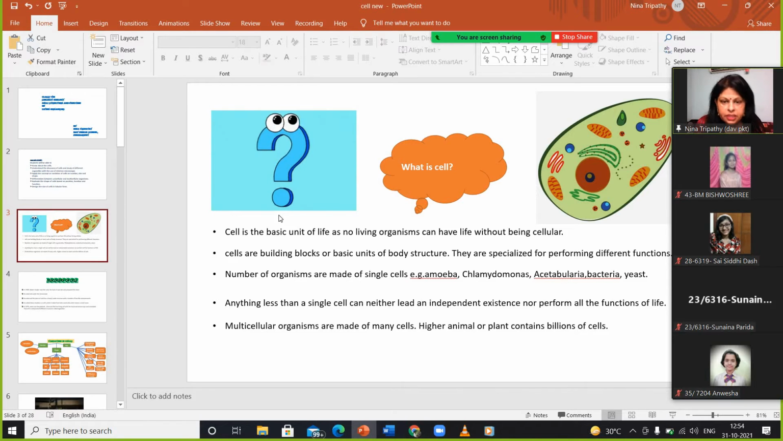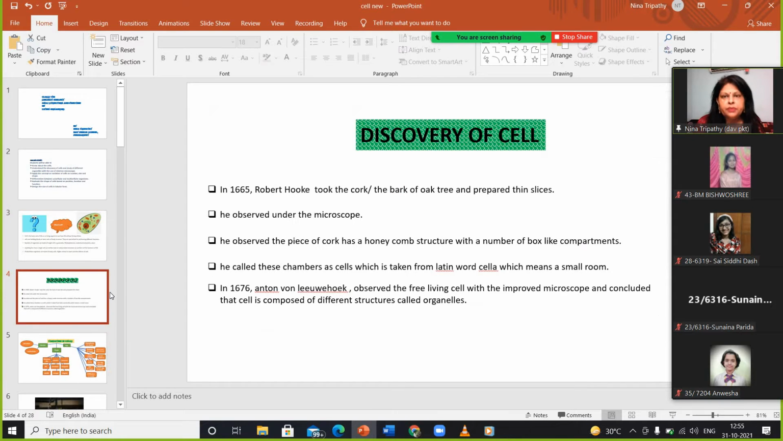Anything less than the single cell can neither lead an independent existence nor perform all the functions of life. Multicellular organisms are made up of many cells. Higher animals and plants contain billions of cells. So you will know about the variations in number, they are unicellular or multicellular organisms. So now we will discuss the discovery of the cells.